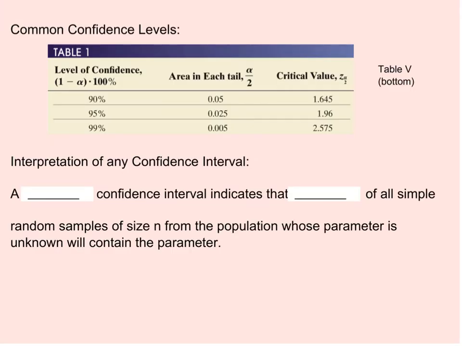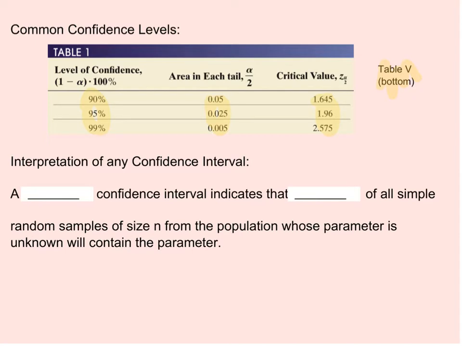So when working with confidence intervals, we have common ones that we'll see very often, and there's a table within Table 5 at the bottom. So at the bottom of Table 5, we have these common confidence levels, and then the area that they leave in each tail, as well as the critical value that they correspond to when we get to the formula that we're going to be using.